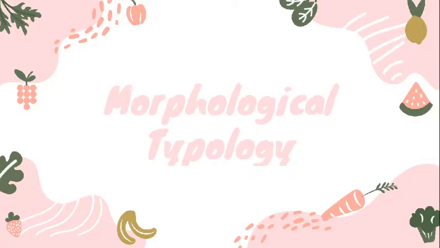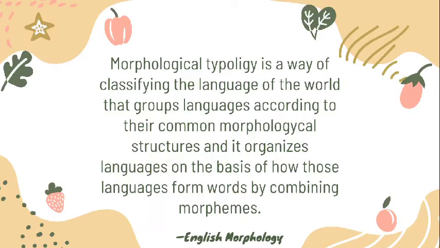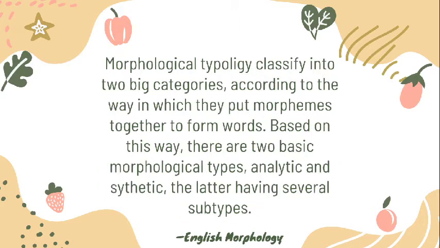Carry on, we will explain what morphological typology is. Morphological typology is a way of classifying the languages of the world that groups languages according to their common morphological structures, and it organizes languages on the basis of how those languages form words by combining morphemes. You should know that morphological typology is classified into 2 big categories. According to the way in which they put morphemes together to form words, there are 2 basic morphological types, analytic and synthetic, the latter having several subtypes.